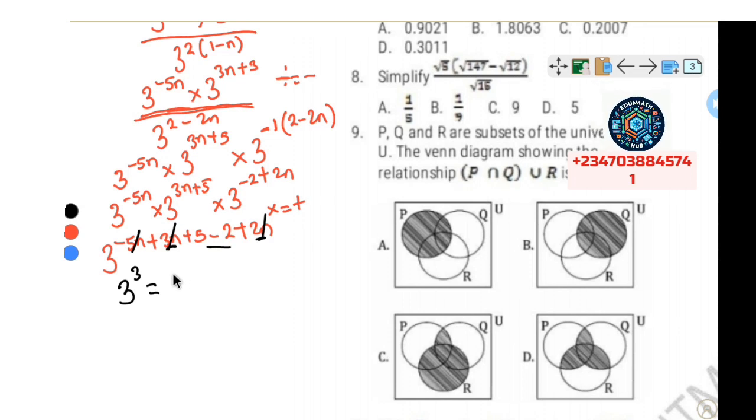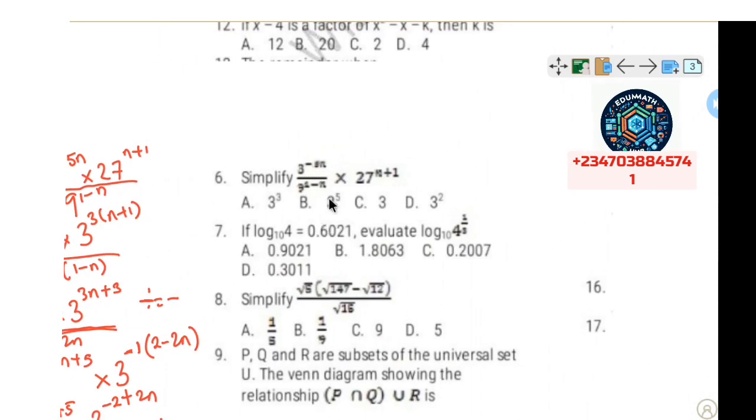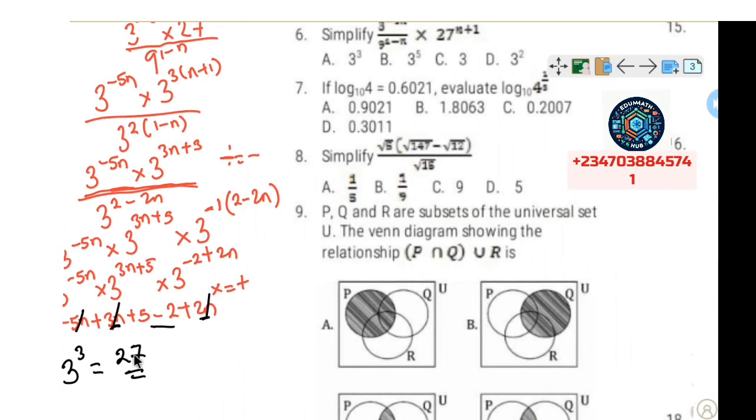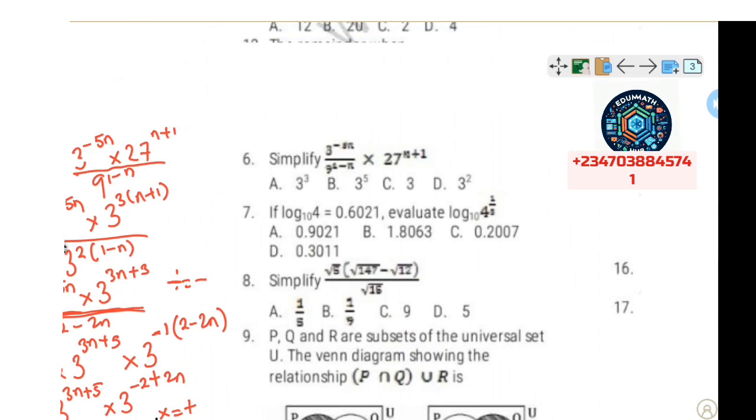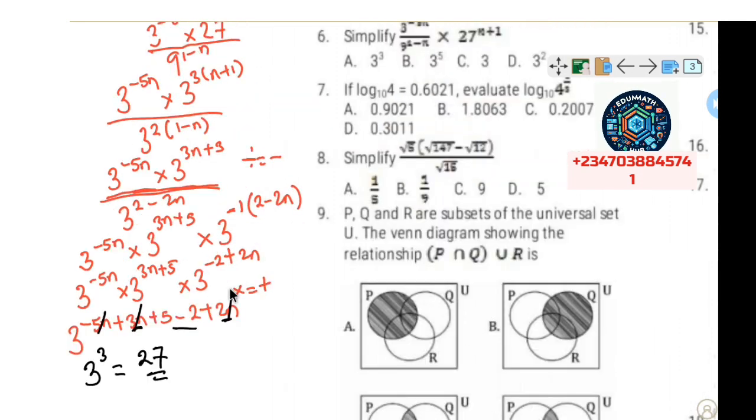Then 3 to the power 3 will give you 27. So go to your option and look for 27 there, or 3 raised to the power 3. So you can see that 27 is 3 raised to the power 3. You can see 27 was not even in the option, but what you have is 3 raised to the power 3. So let's go there and pick the answer straight. So this is the answer here.